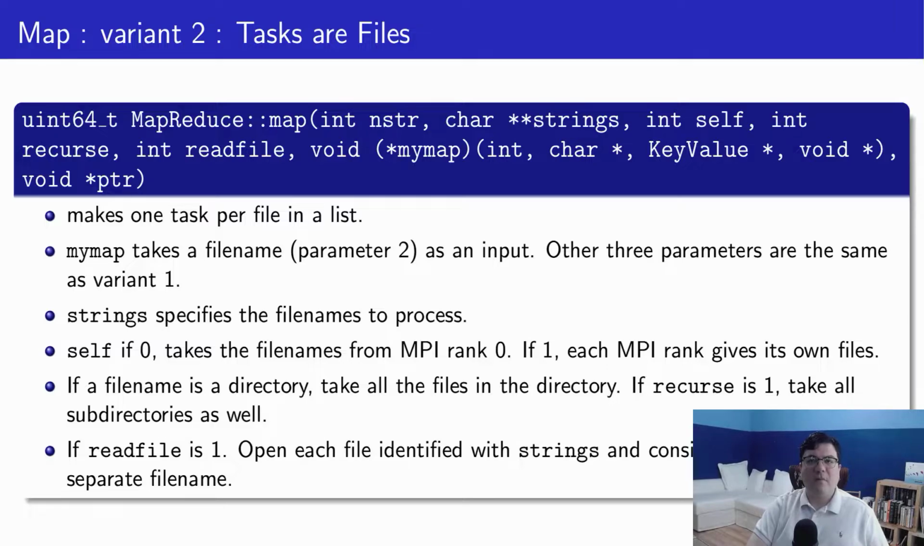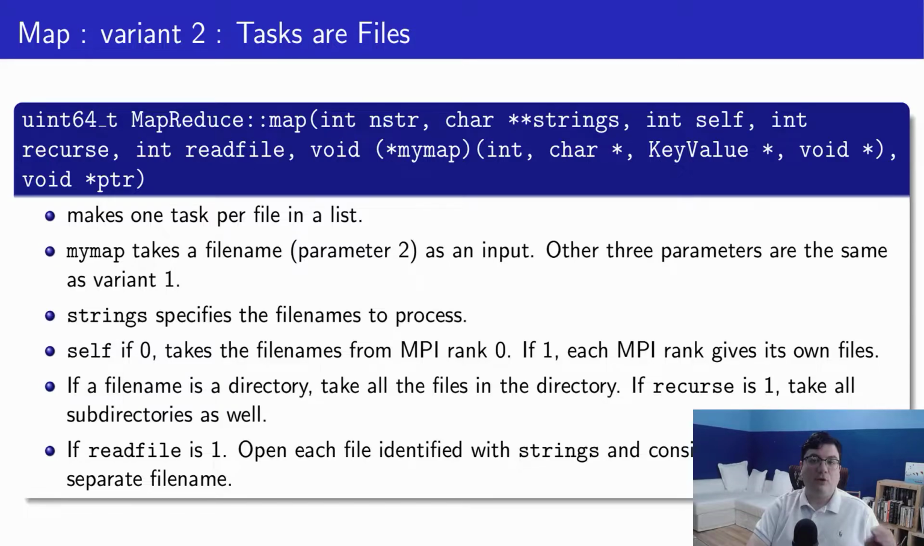The first variant of map creates tasks out of integers. Variant 2 creates map tasks out of files. The user-defined function will receive a task ID, a file name, a key value object, and a context. In variant 2, it is the responsibility of the map task to handle all the file IOs. MapReduce MPI just passes the name of the file to the map task.